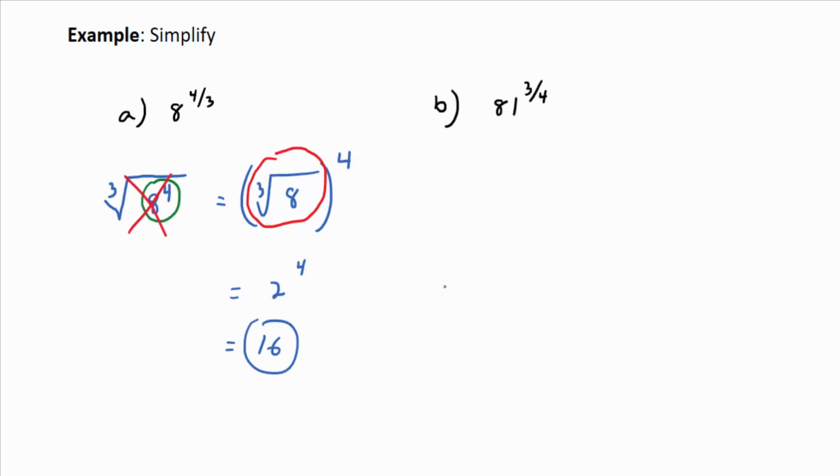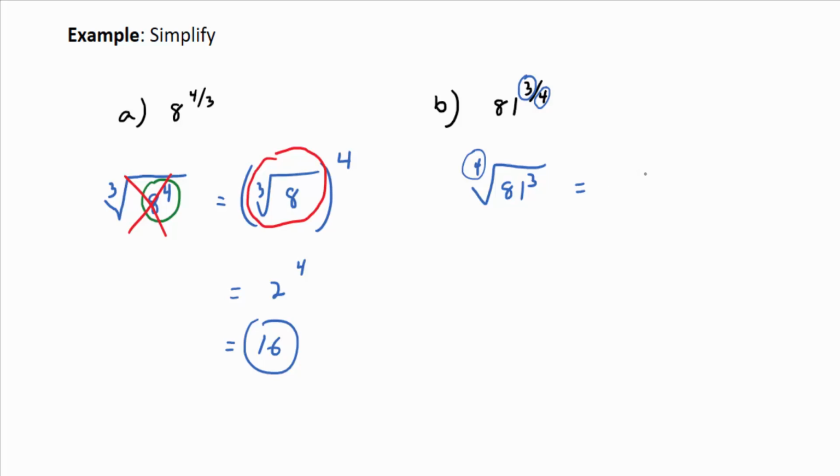Let's do something similar with 81 to the 3/4. What do you get when you transfer it to radical form? Yeah, two ways to write it. The 4th root of 81 to the 3rd power. So remember, the denominator is the index of the root, and the numerator of the exponent is the power. But that would be hard to compute, wouldn't it? 81 cubed, 81 times 81 times 81. I don't want to do that if I don't have to.